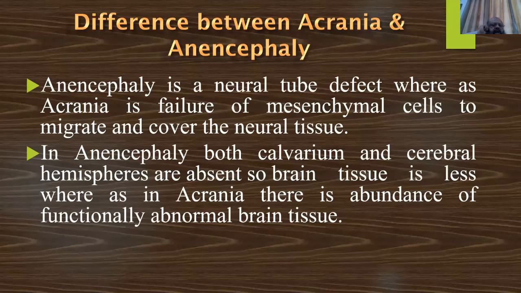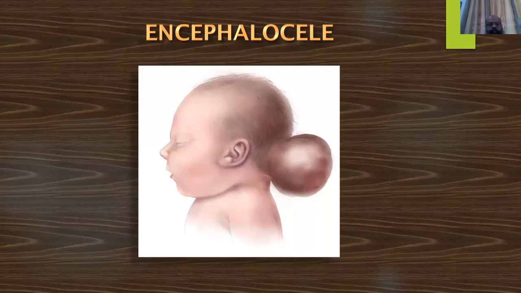Difference between acrania and anencephaly. Anencephaly is a neural tube defect, whereas acrania is failure of mesenchymal cells to migrate and cover the neural tissues. So the bone is not formed. In anencephaly, both calvarium and cerebral hemispheres are absent, so brain tissue is less, whereas in acrania, there is abundance of functionally abnormal brain tissues.